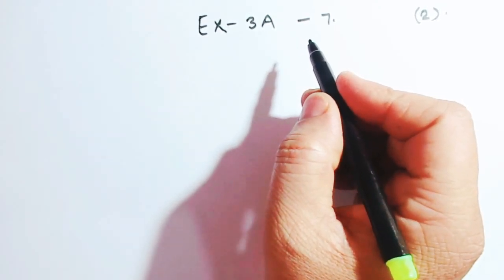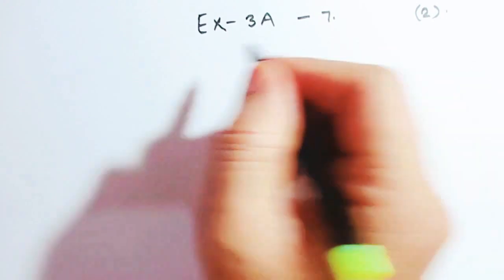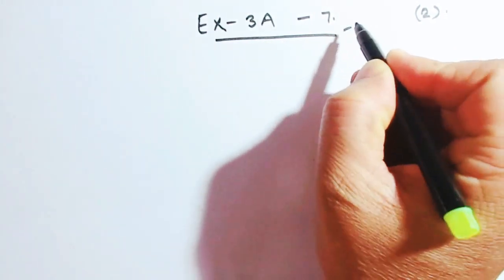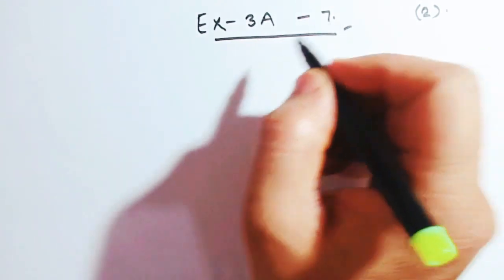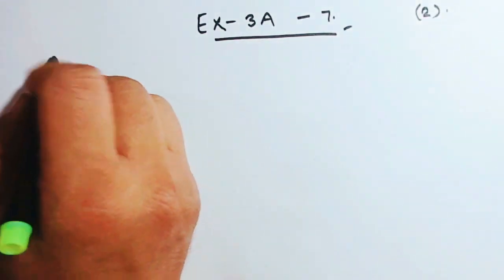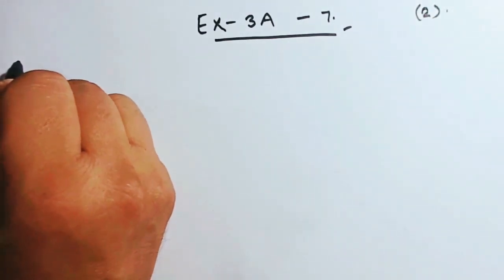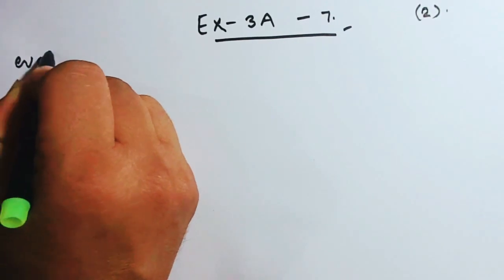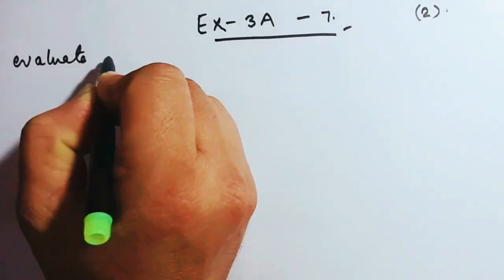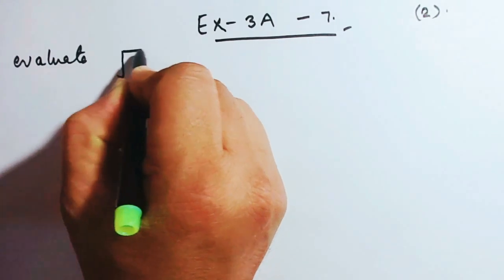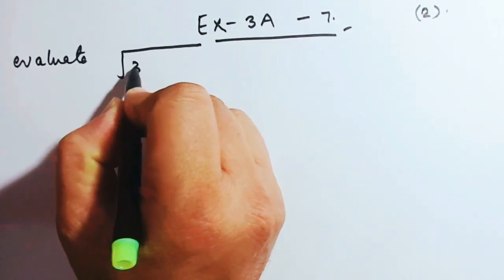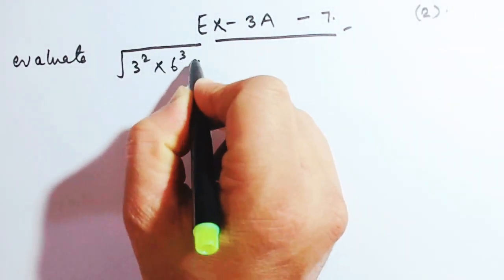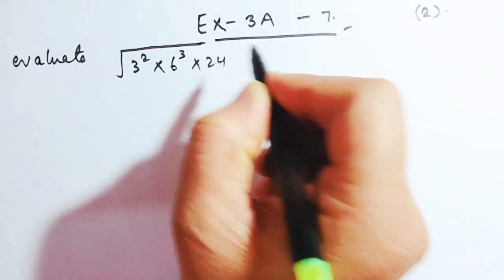Hello everybody. I find that in exercise 3a number 7 there are some very important problems. Though the problems are very small, they are a little technical. They are asking you to evaluate, to find the square root of 3 square multiplied by 6 cube into 24. See how clever they are.